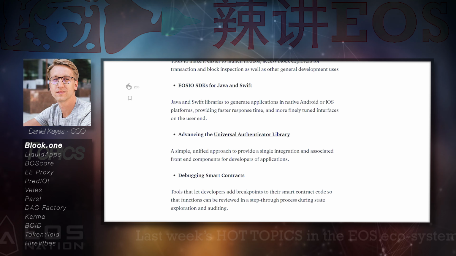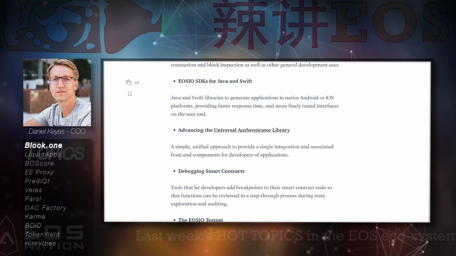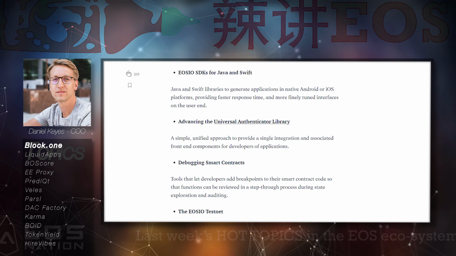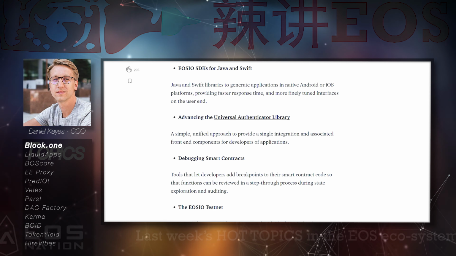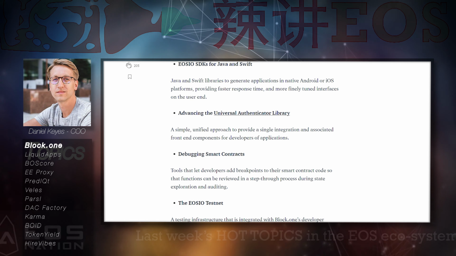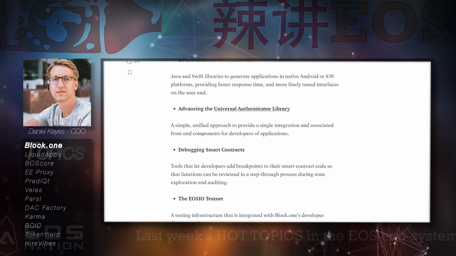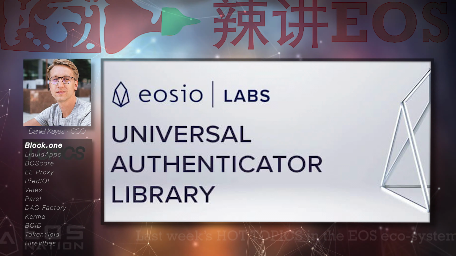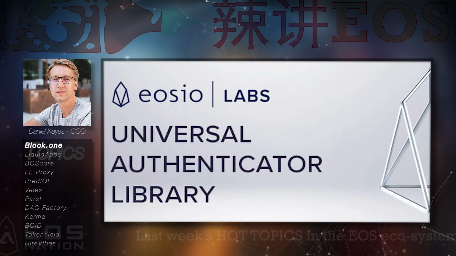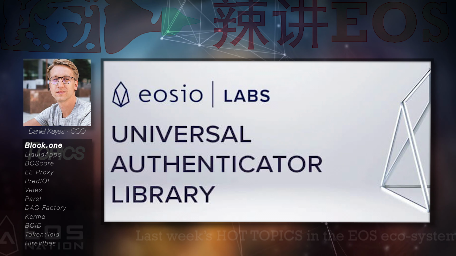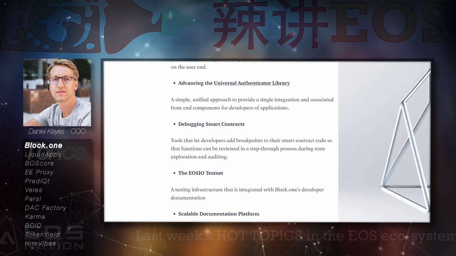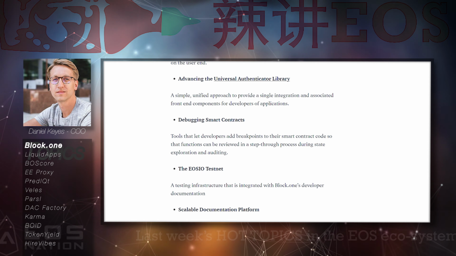We've got EOSIO SDKs for Java and Swift. These are Java and Swift libraries to generate applications in native Android or iOS platforms, providing faster response time and more finely tuned interfaces on the end user. We've got Advancing the Universal Authenticator Library, a simple, unified approach to provide a single integration and associated front-end components for developers of applications. They've got Debugging Smart Contracts.